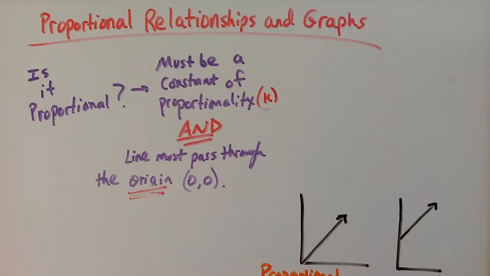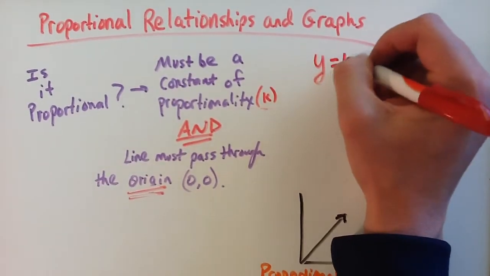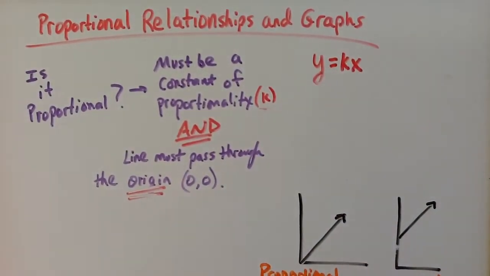Now, just to be clear here, just because you have a k, just because you have a constant of proportionality, does not mean the relationship is proportional. You do need a k, but you also need to have the line passing through the origin for the relationship to be proportional. And if it is proportional, remember, we can write the equation in the form y equals kx, where k is the constant of proportionality.